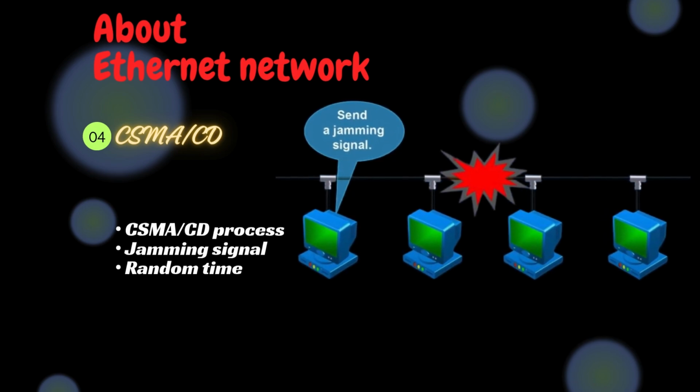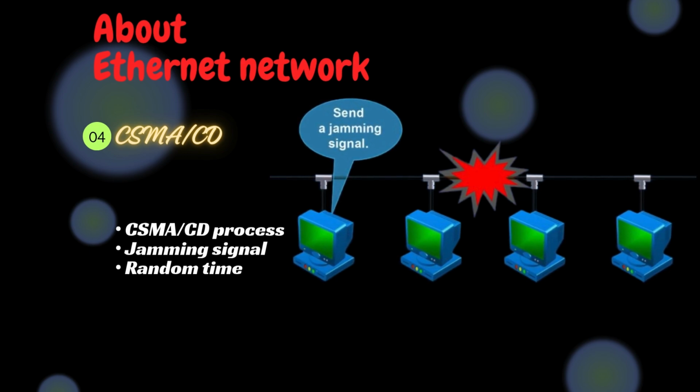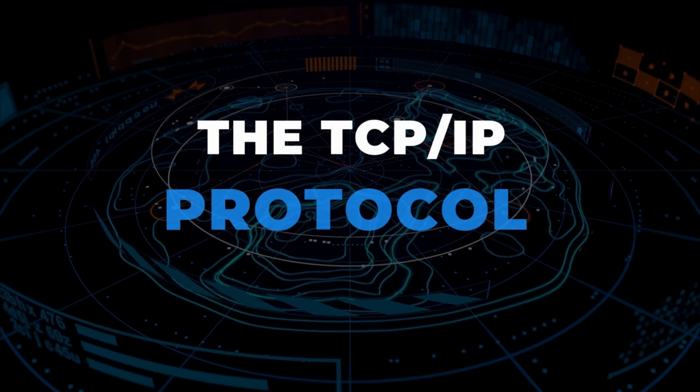CSMA/CD, carrier sense multiple access with collision detection. Devices listen before sending data. If two devices transmit at the same time, a collision occurs. A jamming signal is sent and each device waits a random time before trying again.